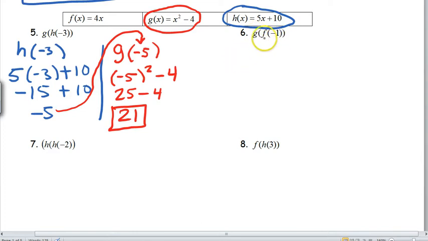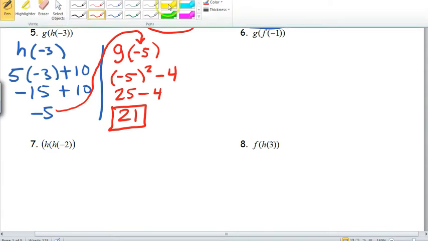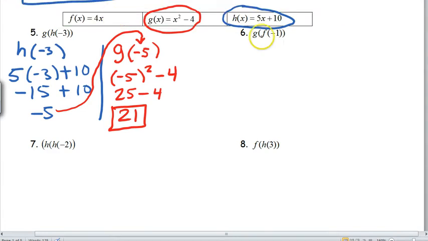Okay? So let's do that again with number 6. So what am I going to do first, you guys? What did I just teach you? Do the -1 into which function? F. Inner function first. So I'm going to start with f at -1. There's function f over there. So that's going to be 4 times -1.